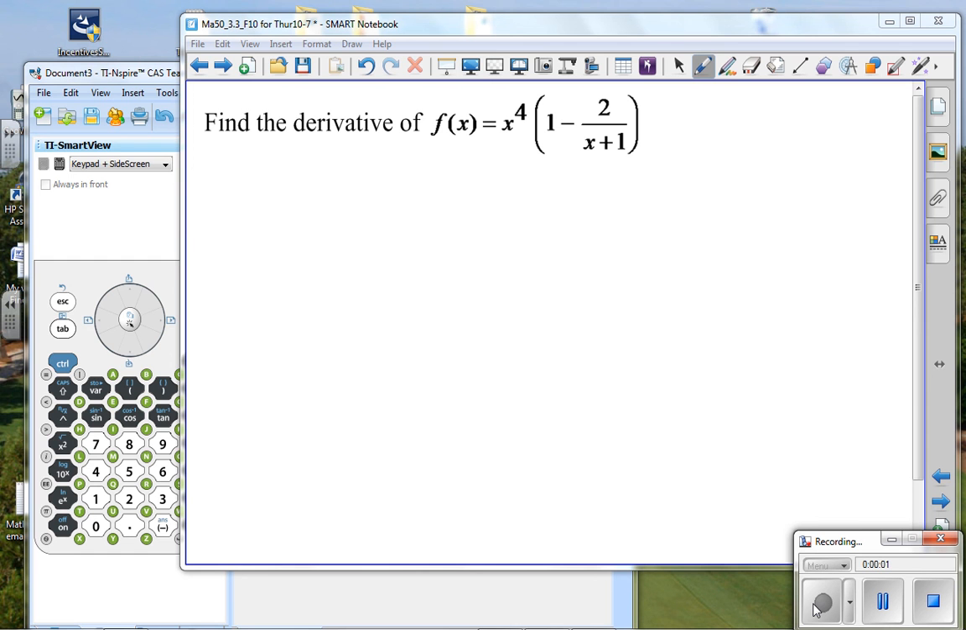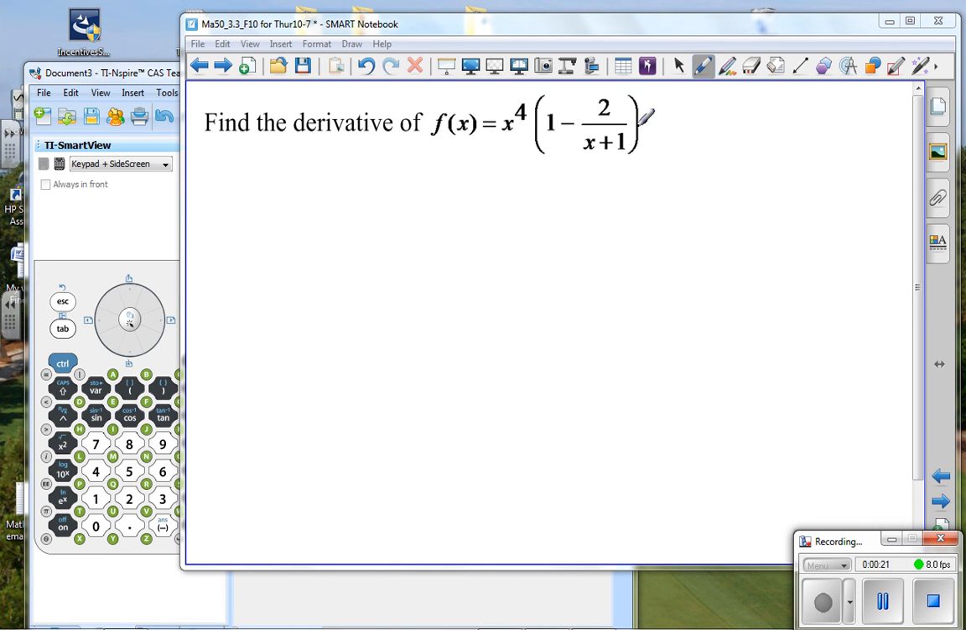This is video B for section 3.3. Let's go on to this problem. We want to find the derivative. You've got a product, but you also have a quotient. Now this can be a pretty nasty looking problem here.